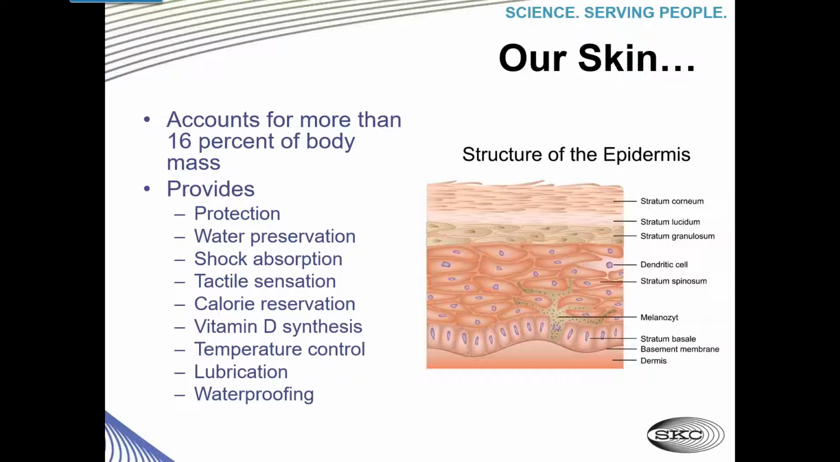A little bit of biology here. Our skin accounts for more than 60% of our body mass. It is an important organ because it provides us with protection, water preservation, shock absorption, tactile sensation, calorie reservation, vitamin D synthesis, temperature control, lubrication, and waterproofing. We're not going into detail with the structure of the epidermis, but this diagram gives you an idea of how complex our skin is from the inside.